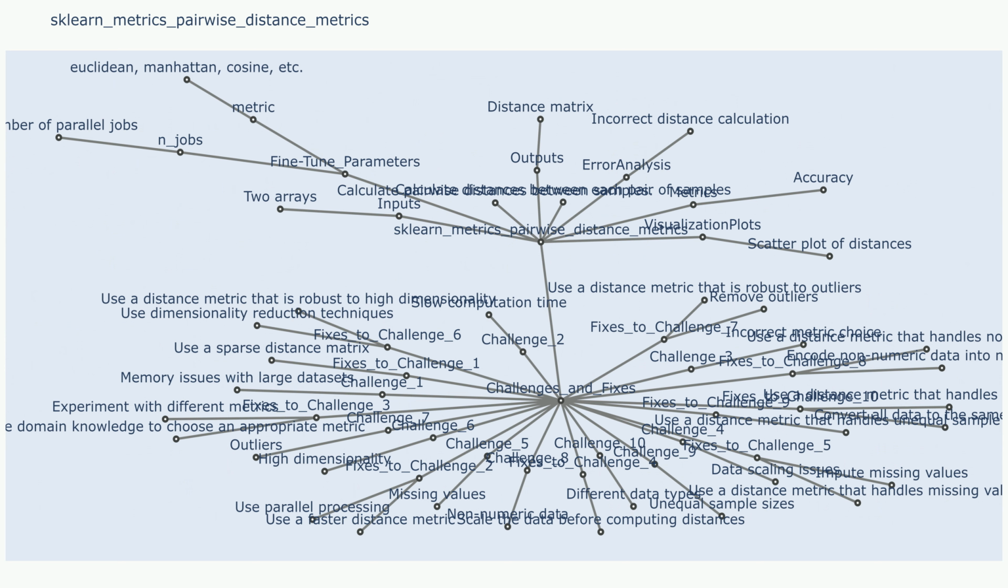Fixes to challenge 3: carefully consider the nature of the data and the desired outcome when selecting a distance metric. Explore different metrics and analyze the results to determine the most suitable one for your task.